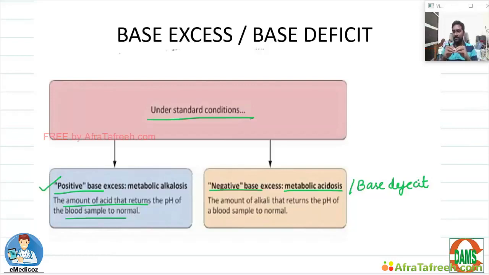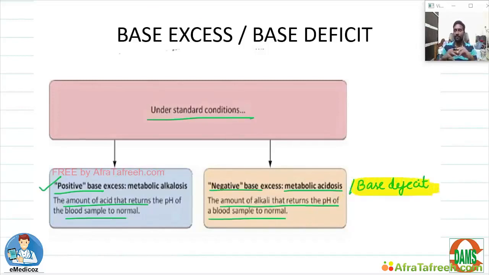When there is base deficit, there is less base. Less base means metabolic acidosis. So here, to make it normal, an alkali should be added. The amount of alkali that should be added to return the pH of a blood sample to normal is nothing but base deficit. What is clinically relevant is always base deficit in your practice.